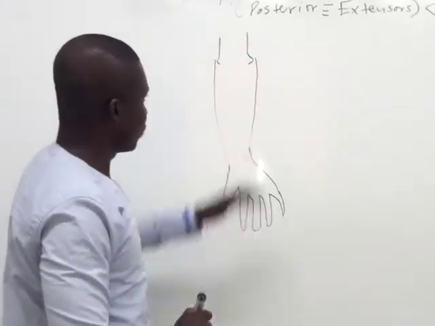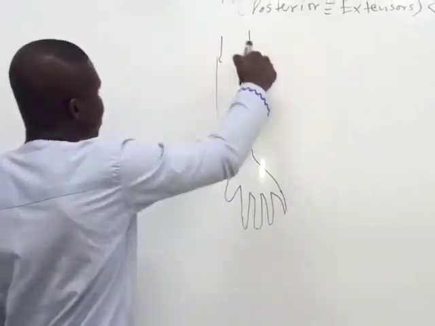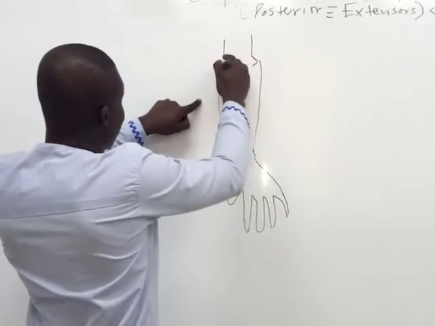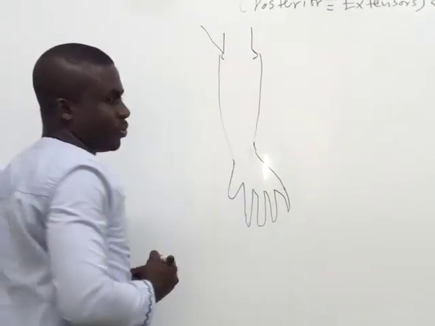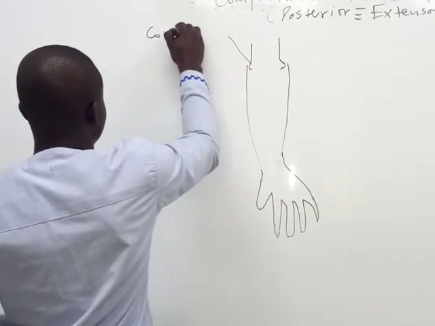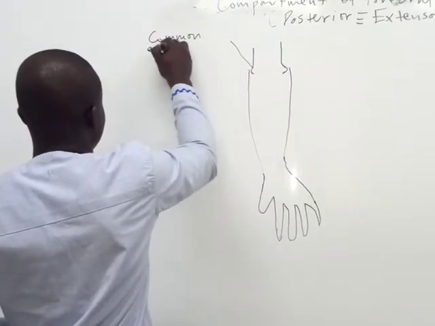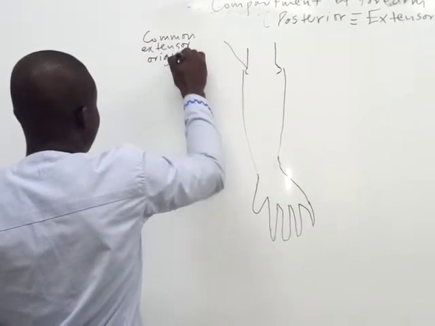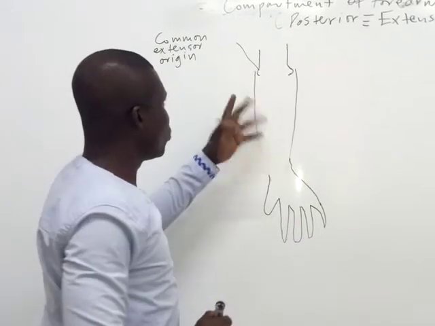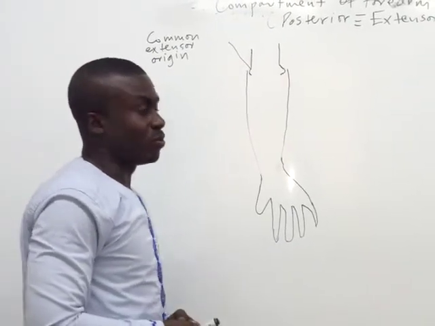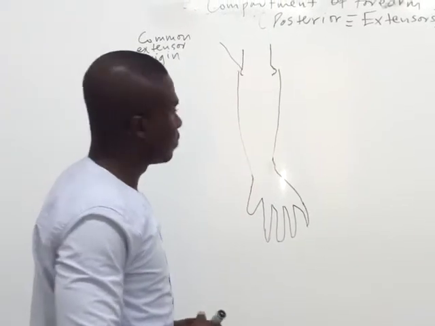the posterior aspect of the forearm, and this is the medial epicondyle. That one is more prominent. This is the lateral epicondyle, and the lateral epicondyle can also be called the common extensor origin. So that's where most of the superficial muscles of the posterior compartment of the forearm will take origin from.